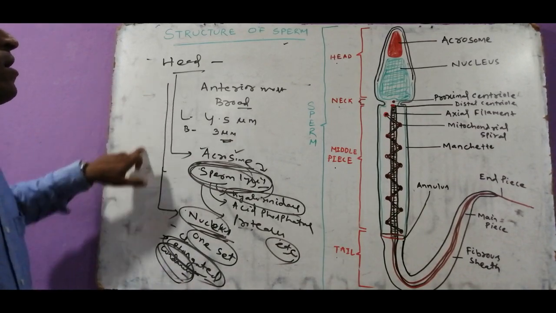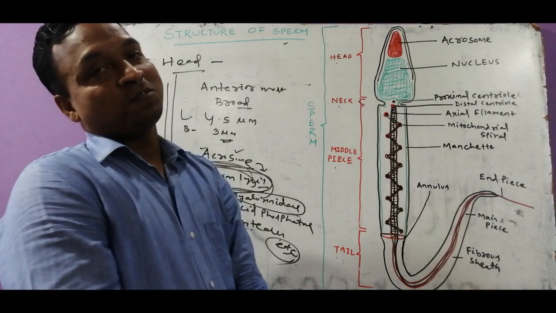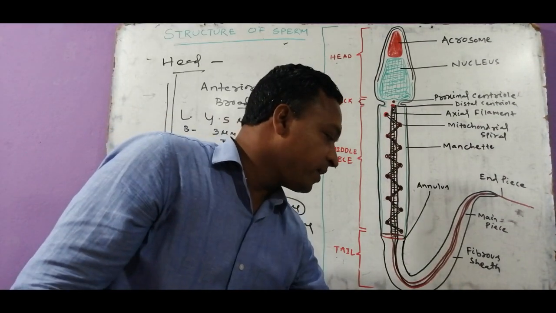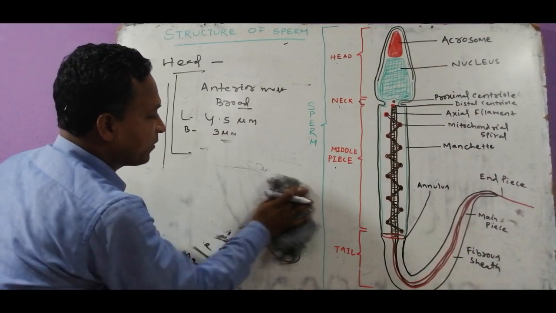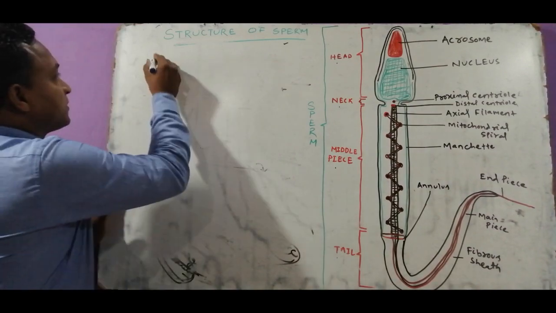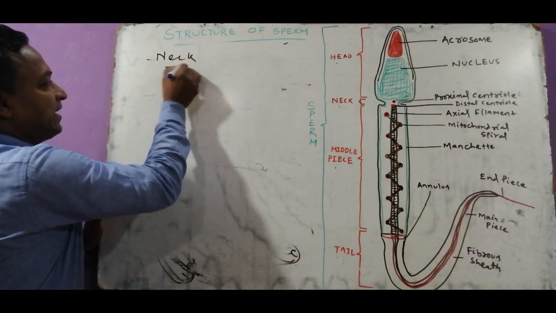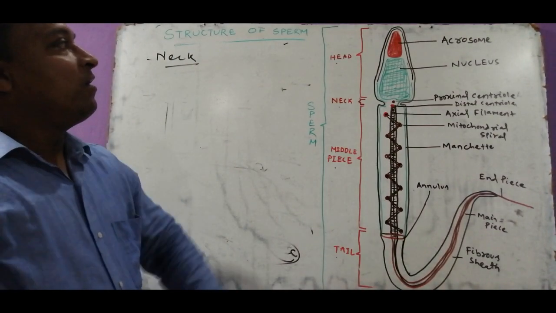This is the basic fundamental about the first part of the sperm, which is the head of the sperm. Now we are talking about the second part, which we can call the neck. Try to guess, my dear, what the neck is. It is the smallest part of the sperm.